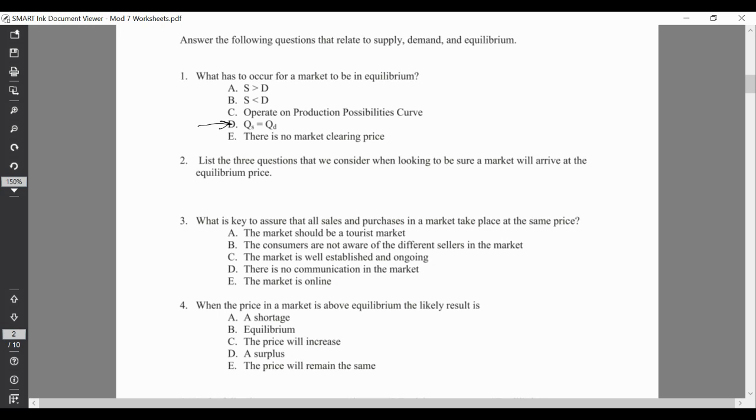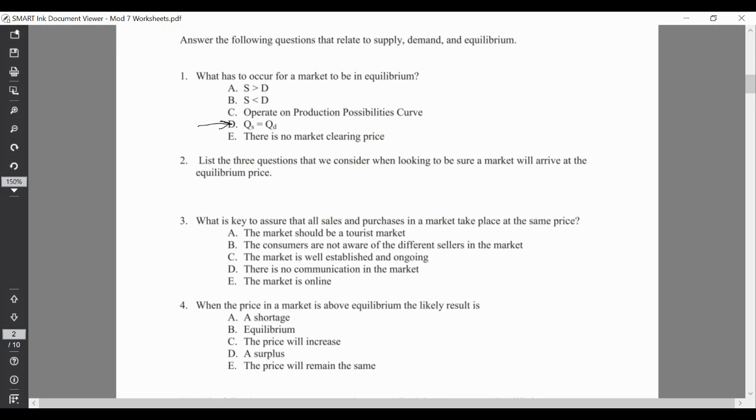Number 2 says list the 3 questions that we consider when looking to be sure a market will arrive at equilibrium price. Well, one, why do all sales and purchases in the market take place at the same price? 2, why does the market price fall if it is above equilibrium price? And 3, why does the market price rise if it's below equilibrium price?